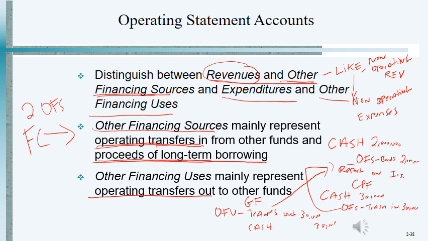So here's another flashcard right here. You can put flashcard: what is OFU? Other financing uses is a transfer out. Okay. All right, so that sort of explains what those are all about. They're like non-operating items, other financing sources and uses.